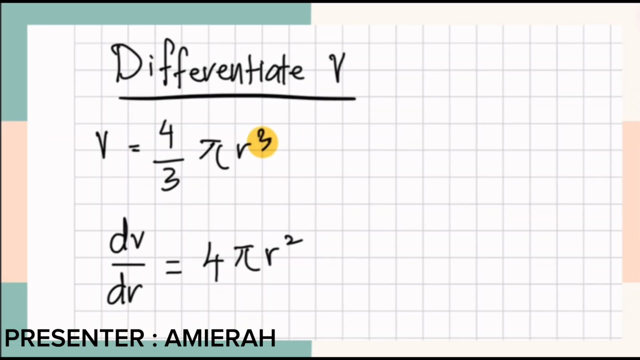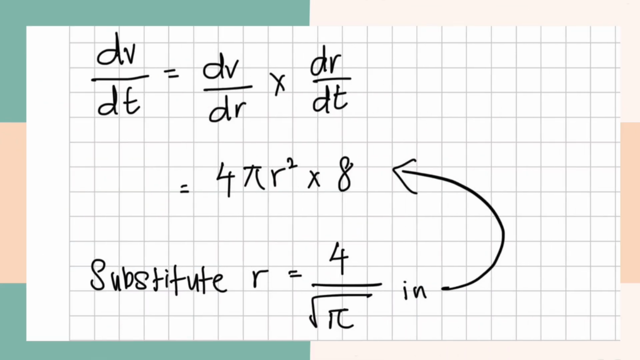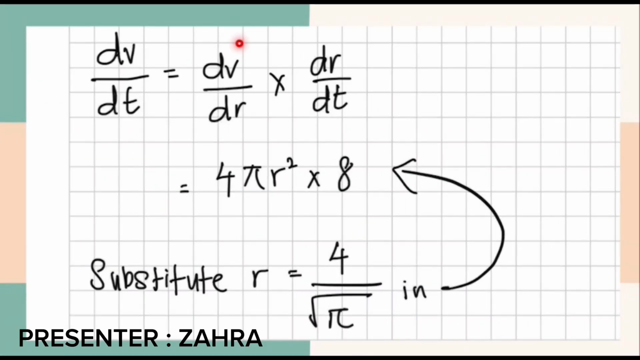After we find our r value, we're going to differentiate our volume. So V equals 4/3 π r^3. We're going to multiply 4/3 with the power of 3, and then we get dV per dr equal to 4π r^2. After we get dV by dr and dr by dt, we can search for dV by dt. We put that into the equation. After that, we substitute r into the equation.